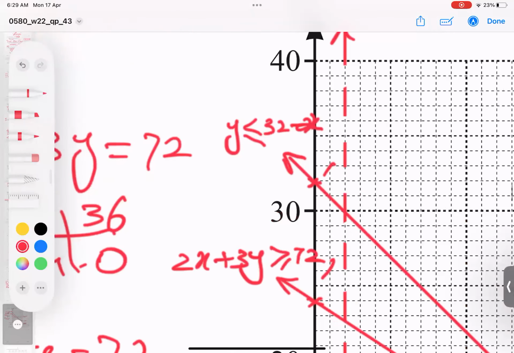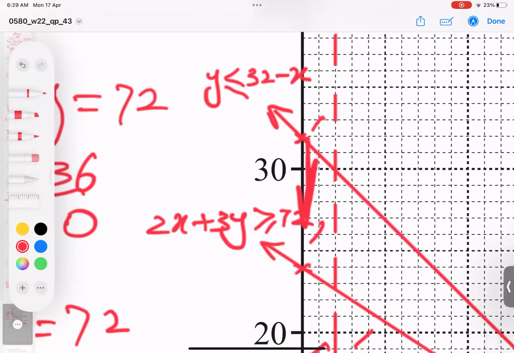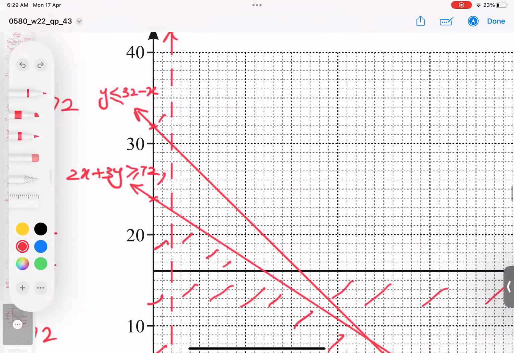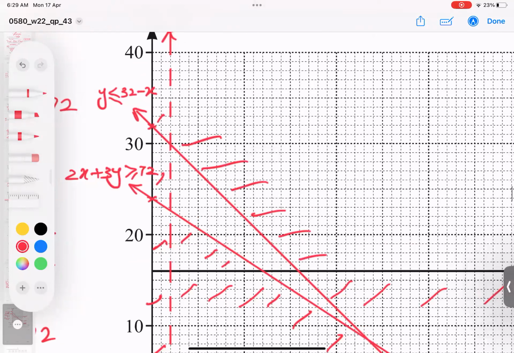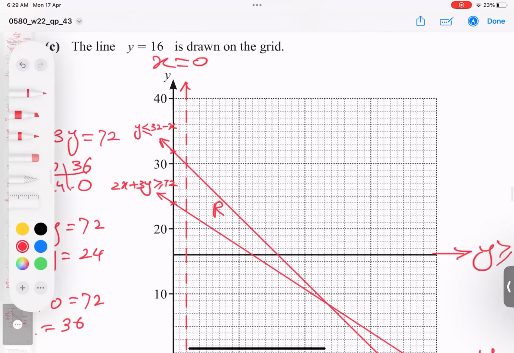Again, don't care about X, only Y is lesser. Lesser for this line means below the line, but I will shade above. Above shading means this, you see, I'll make it rough. So this is your answer. Now I got this answer clear. Now I'm erasing all these things, and my answer is coming here. So this is my answer, and I hope the point is very, very clear.